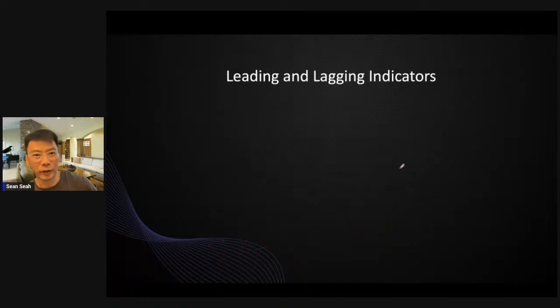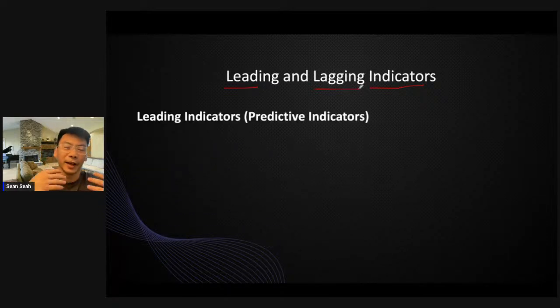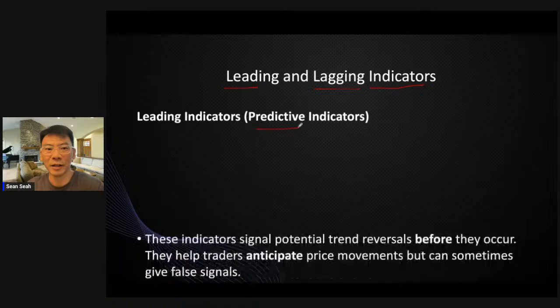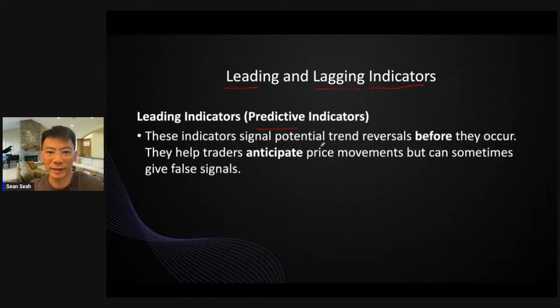Let me move on to the next portion about indicators. In charting, most traders use indicators to guide their entries and exits. And there are 2 big general categories of indicators: leading and lagging indicators. As the name suggests, leading indicators are predictive indicators. They are signaling a potential trend reversal before it occurs.